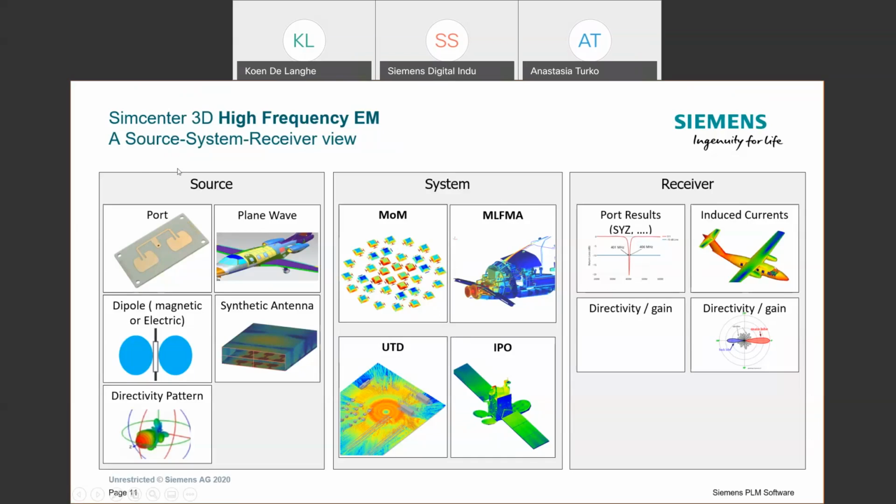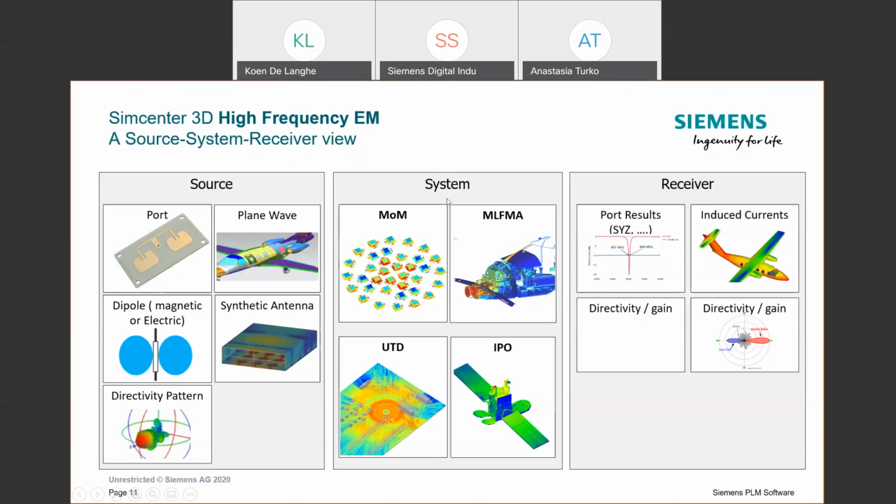And of course, you need to excite that model, how to put energy into the system. You can do that by port excitation, for example, an antenna. You can have an electromagnetic wave hitting a structure. This can be, for example, in aircraft development. This can come from external electromagnetic waves that are hitting aircrafts. You can have synthetic antennas from measurements. You can have dipoles, directivity patterns, so all sorts of ways to excite the system.